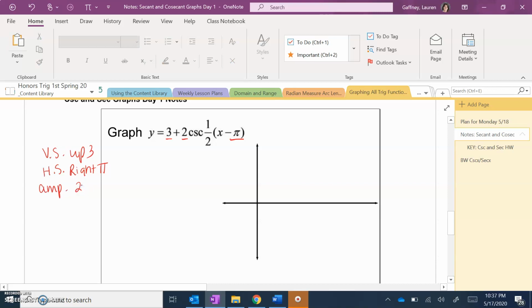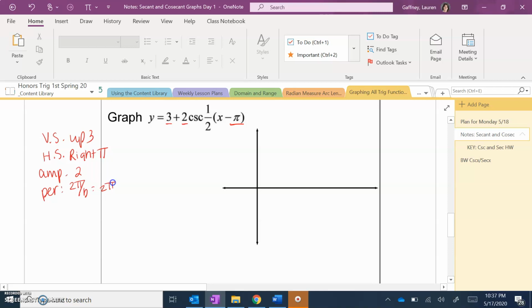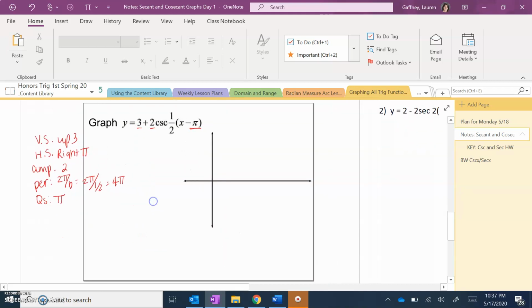Now our period. Before we would take 2 pi divided by b. We're still going to do that here. So 2 pi divided by 1/2 is going to give us 4 pi. Our quarters are still the same. Take the period divided by 4, so it would just be pi. But let's set up our table, and I'm going to fill it in as if this were sine. And then you'll see what I do from there.